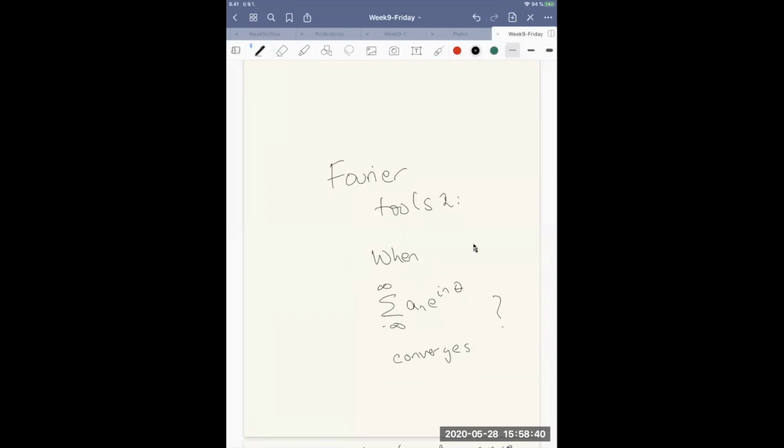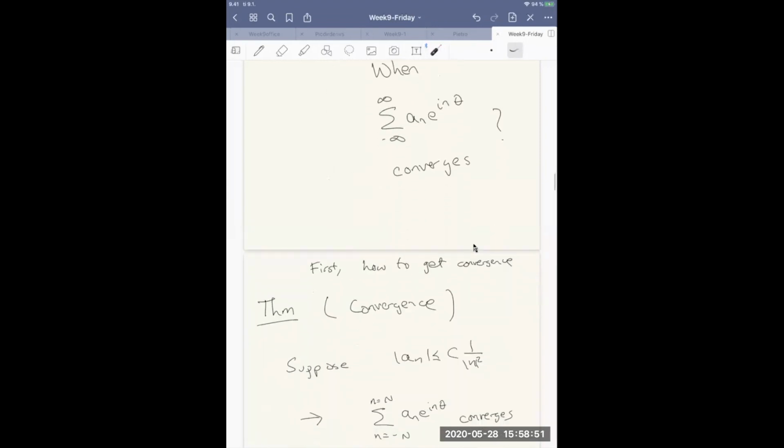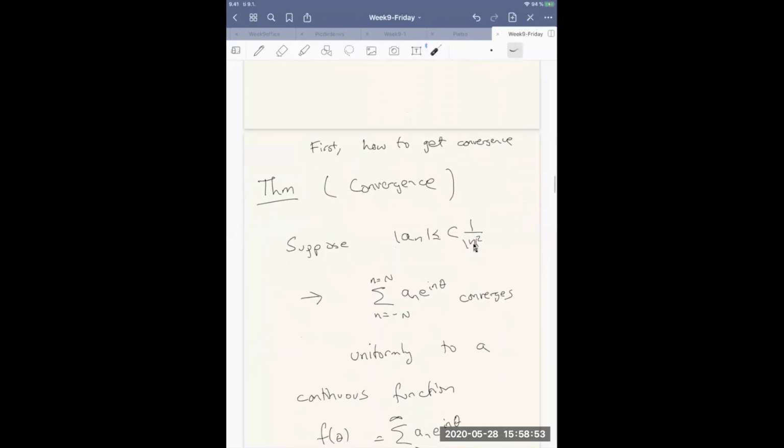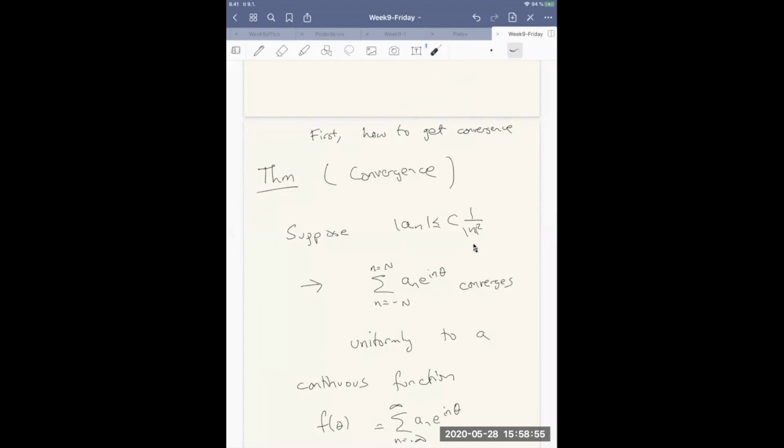The second tool for Fourier series that we will need is to talk about when this series, the sum of a_n e^{i n theta}, converges. This will be a fairly simple test. So we want to apply the Weierstrass M test, and to do that, we will need that the coefficients are bounded by 1 over n squared.